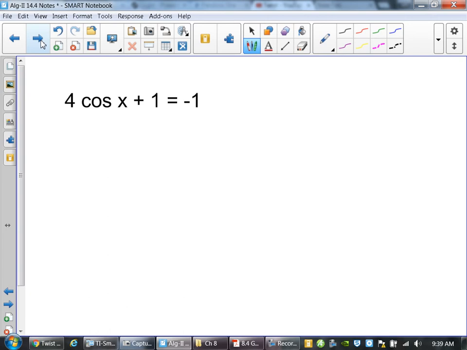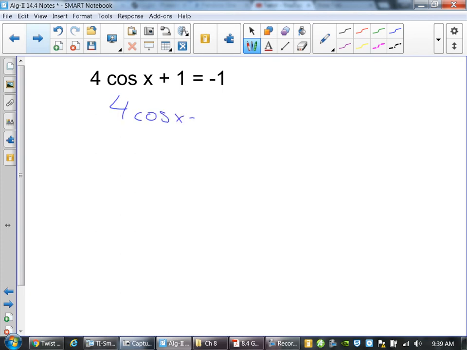For 4 cosine of x plus 1 equals -1. Solve for x. What do you do first? Subtract 1. Subtract 1. Then you divide by 4. And then you just go from there.